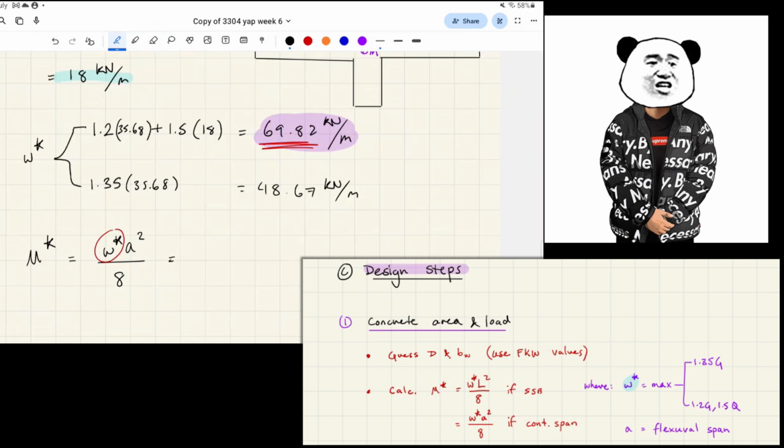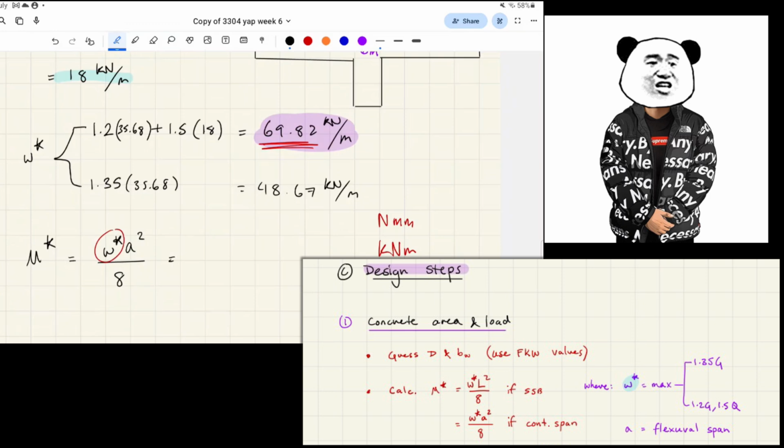The question is given in meters, is it not? Sorry, the flexural span is in millimeters, is it not? Yes. Do you want M star in Newton millimeters or kilonewton meters? It's up to you, but you have to be consistent with what you give it. Okay, so if I keep it as kilonewton meters, that would be 69.8?